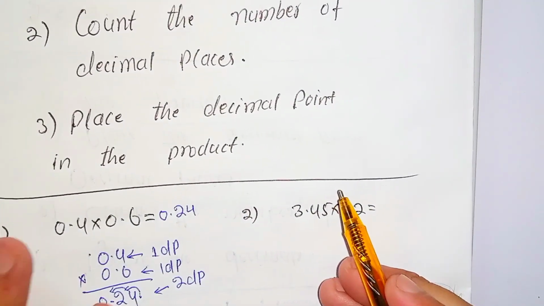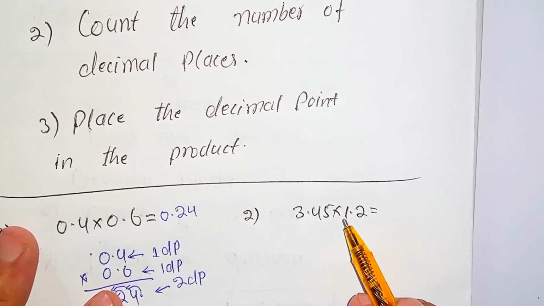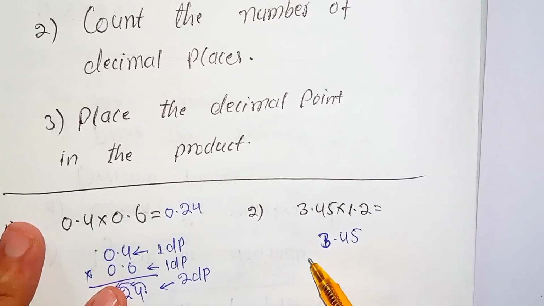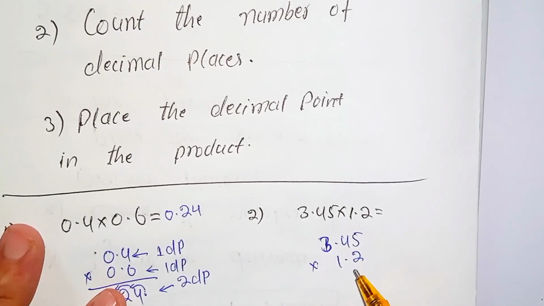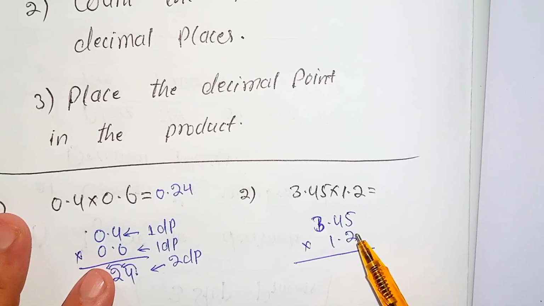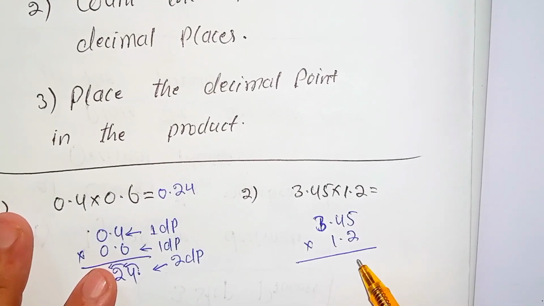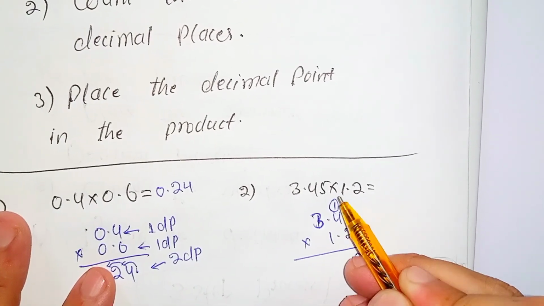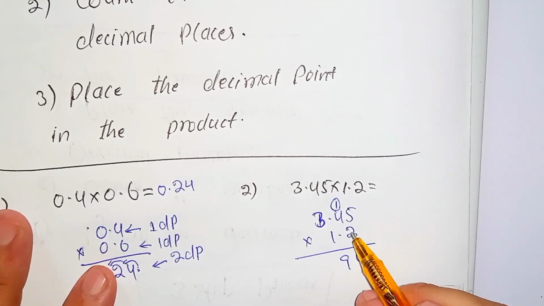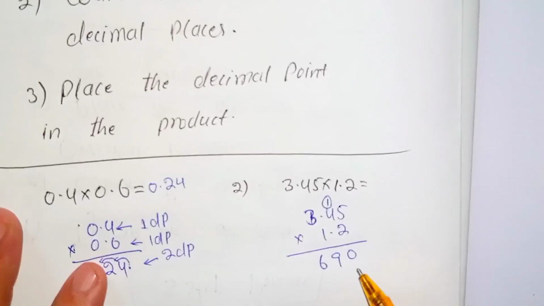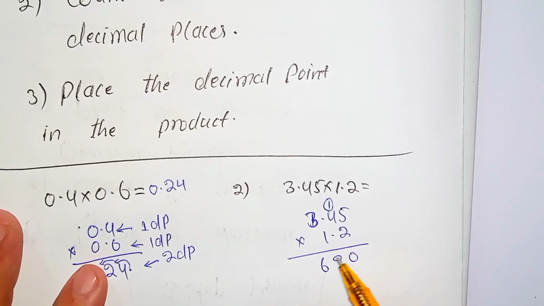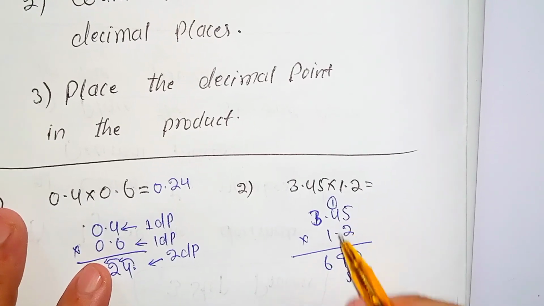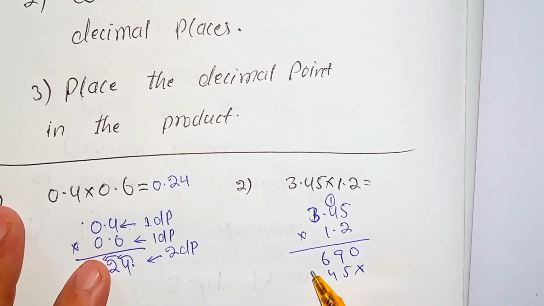Now, here is another example: 3.45 multiplied by 1.2. First of all, we have to ignore the decimals. So 2 times 5 is 10, write 0, carry 1. 2 times 4 is 8 plus 1 is 9. 2 times 3 is 6. Now we will do the next multiplication just like regular multiplication. 1 times 5 is 5, 1 times 4 is 4, and 1 times 3 is 3.